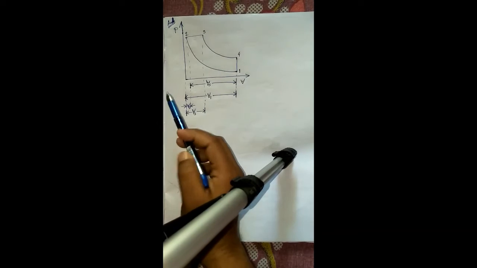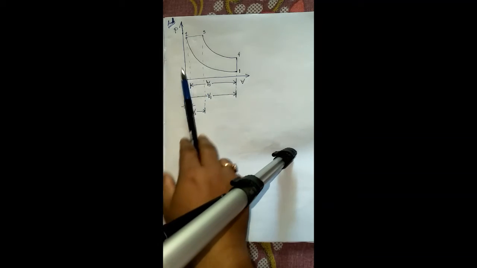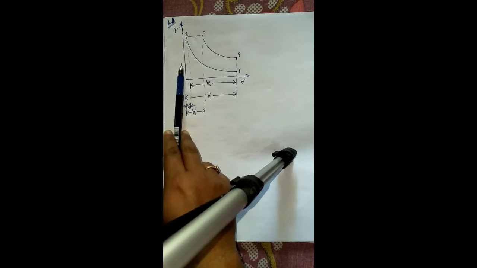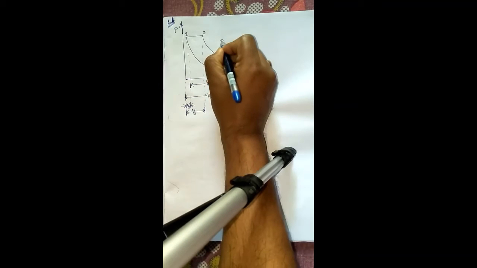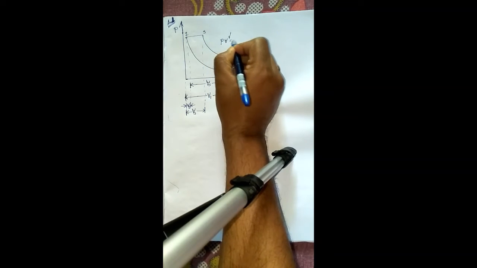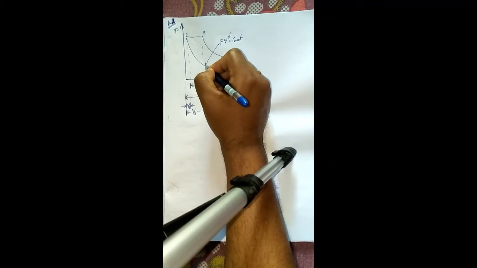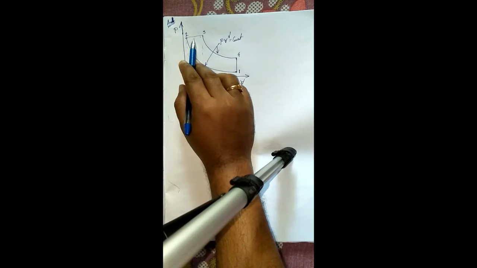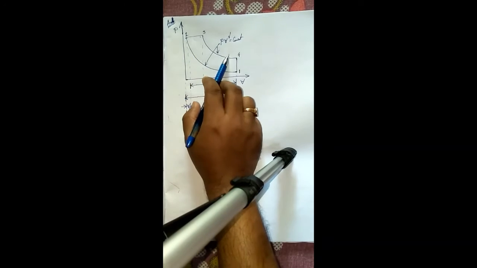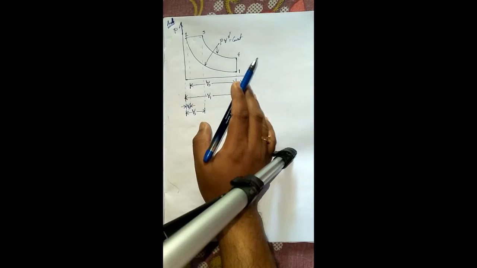Okay, this is the answer. You can see this is a diesel engine cycle diagram, the PV diagram, with points 1, 2, 3, 4. 1 to 2 is the adiabatic compression process. 2 to 3 is the constant pressure process, which is the heat addition process. 3 to 4 is the expansion process, and 4 to 1 is the heat rejection process.